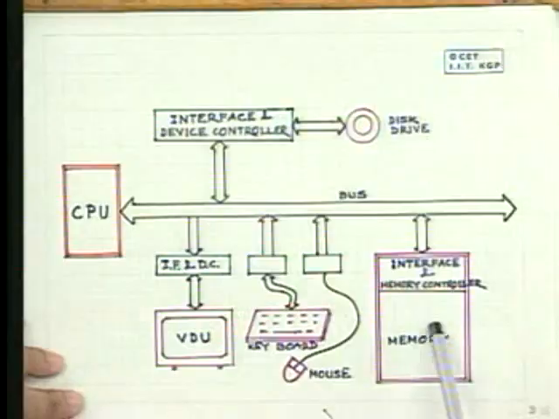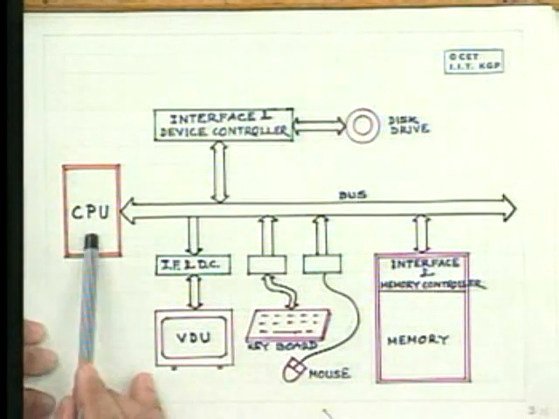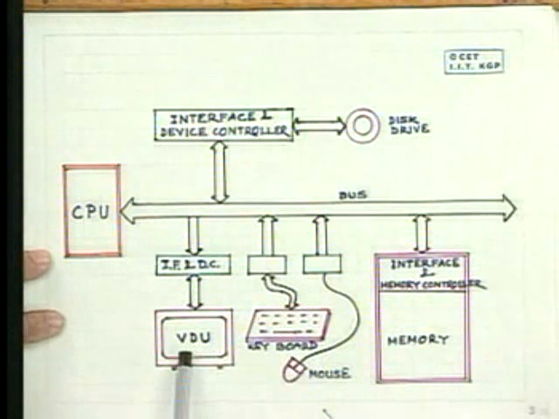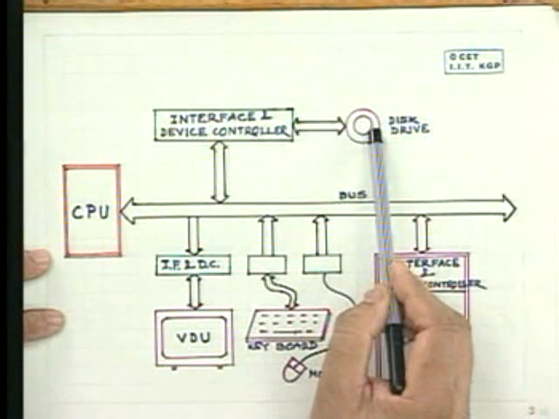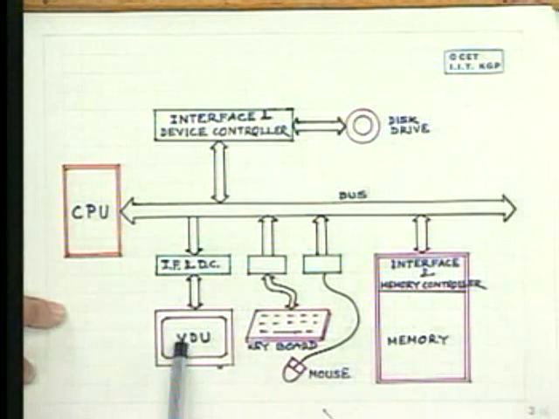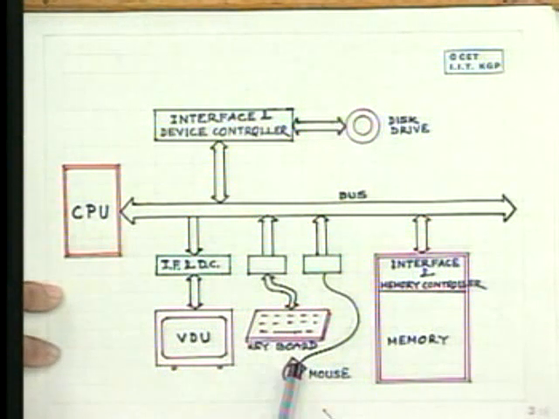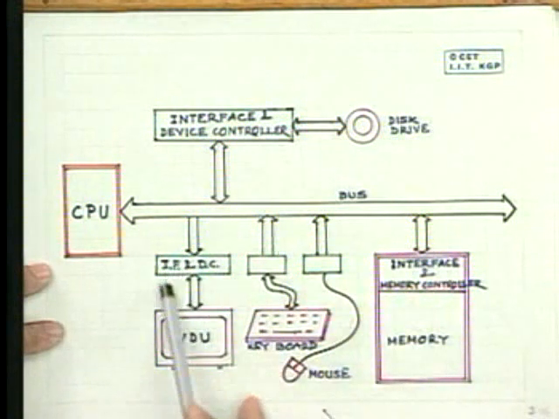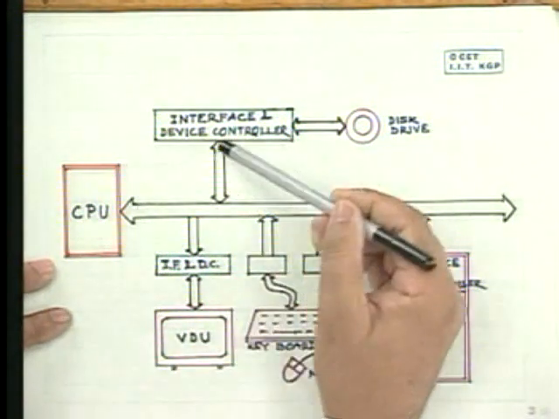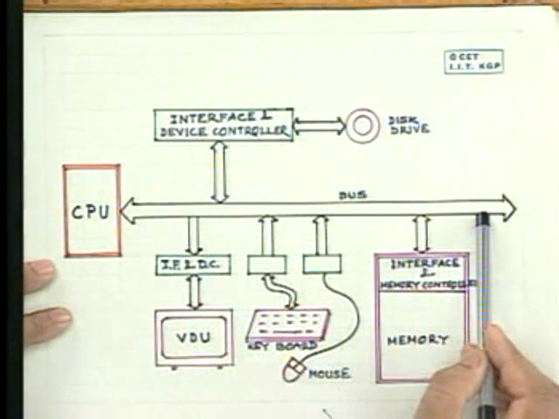Now, this is so far as the CPU is concerned. Apart from memory, the CPU is also connected to many devices. So, for example, here I have shown a disk drive, a video display unit, a keyboard, a mouse, and memory. All of them are taken to be devices by the CPU, and all of them hang on the bus.